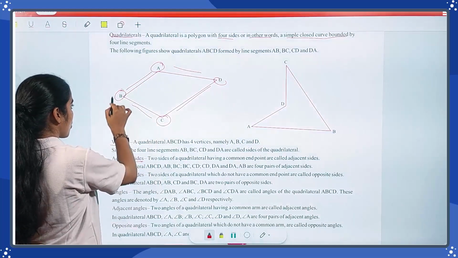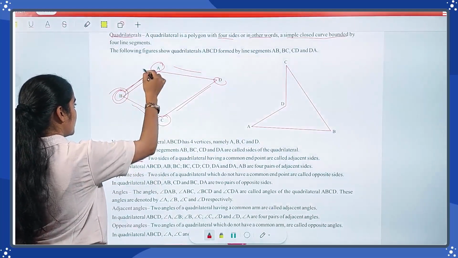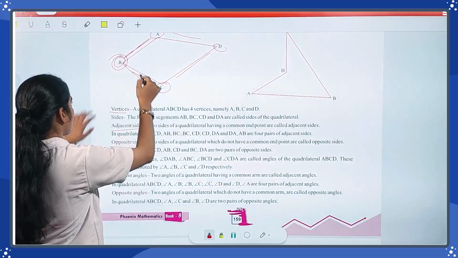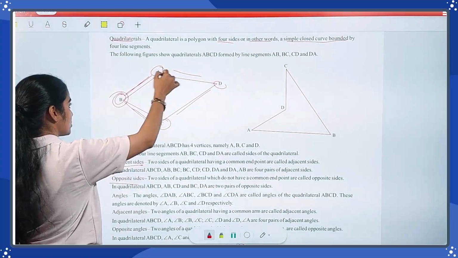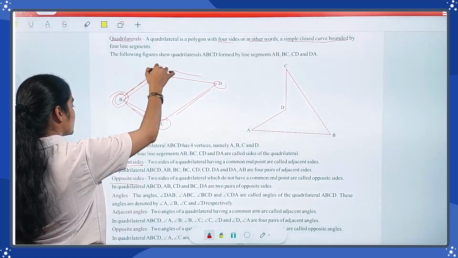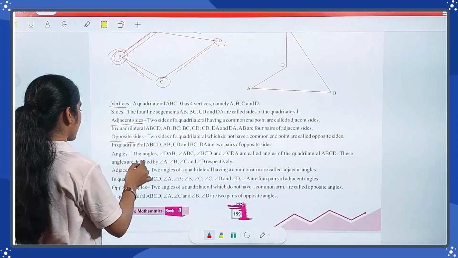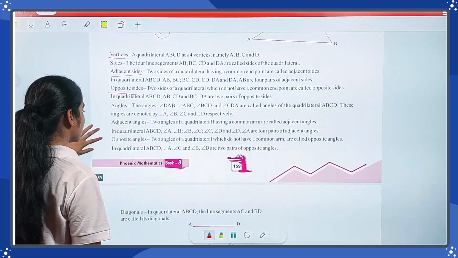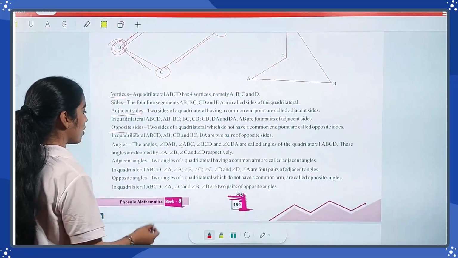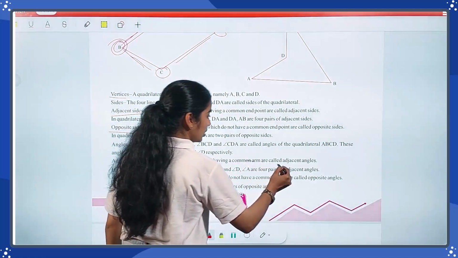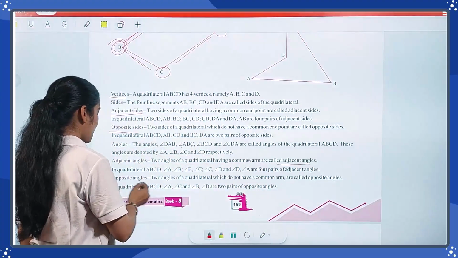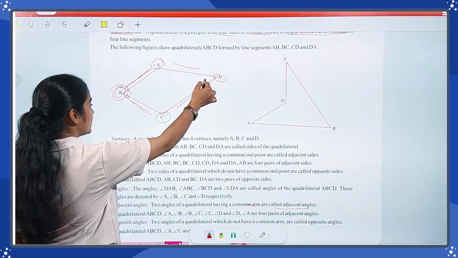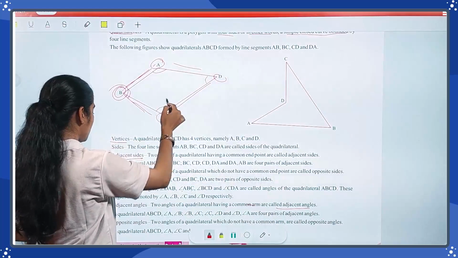Then we have sides AD, DC, BC and AB. Adjacent sides are those in which we have a common vertex, for example, BA and BC. Opposite sides are opposite to each other. BC is opposite to AD and BA is opposite to CD. Next we have angles: angle DAB, ABC, BCD and CDA. Adjacent angles are the angles which have common arms. Opposite angles are opposite to each other, for example, angle B is opposite to angle D, and angle A is opposite to angle C.